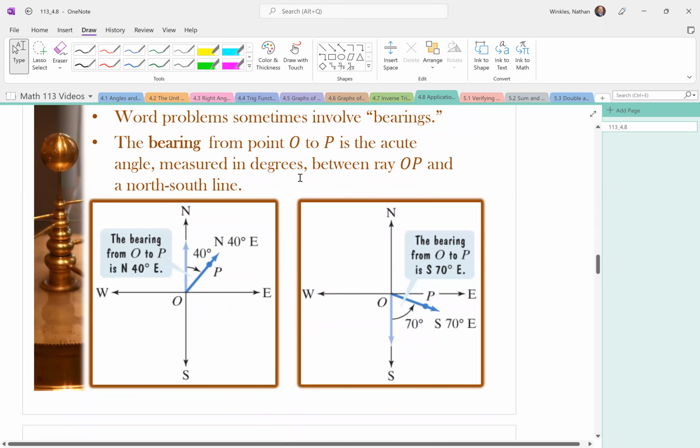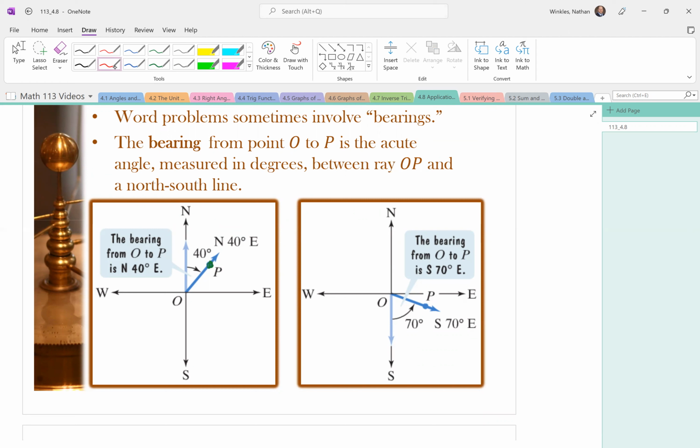So the next thing we can talk about is bearings. Bearings come into play a lot in trig here, just because it's all about some type of degree. So when we talk about the bearing from point O, which is your origin, to some point P, where P is the acute angle, or actually all of this is an acute angle, it's measured in degrees between the ray OP and a north-south line. So the bearing from O to P in this first case. So in other words, we're going here.